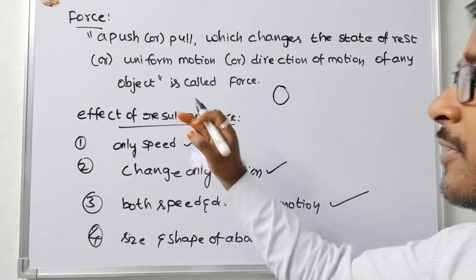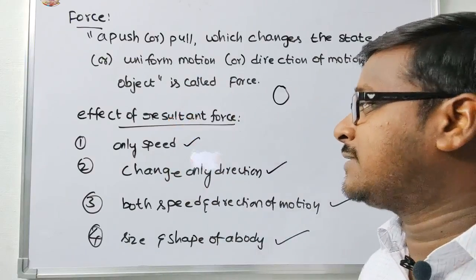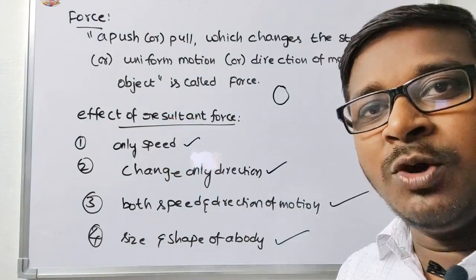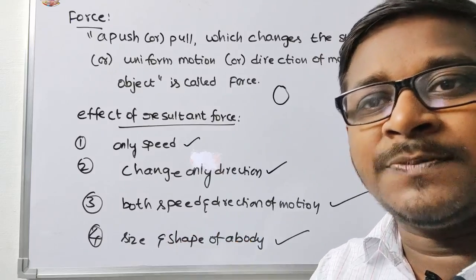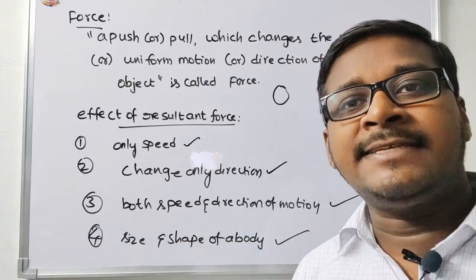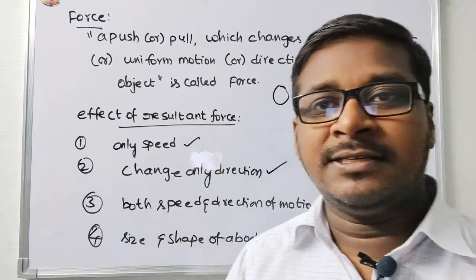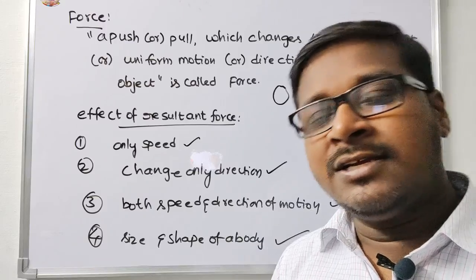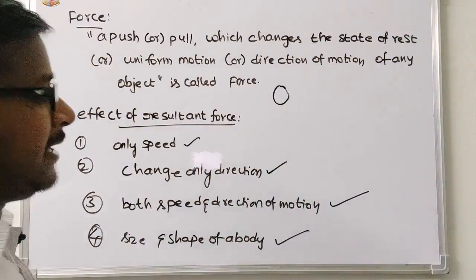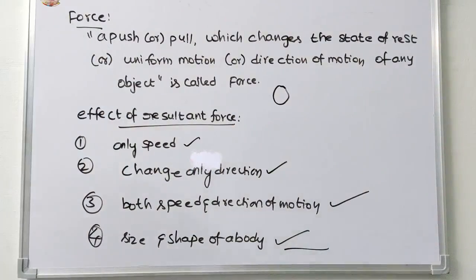These are the four effects of the resultant force. The first is that it may change only speed. The second is a change in the direction of motion. The third is a change in both direction and speed of the motion of the body. The fourth is a change in the size and shape of a body, for example, roti. This is the force topic.